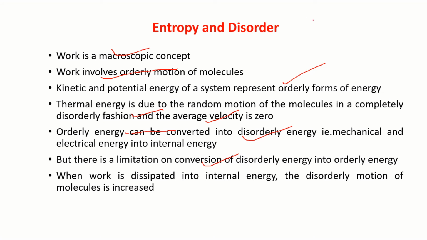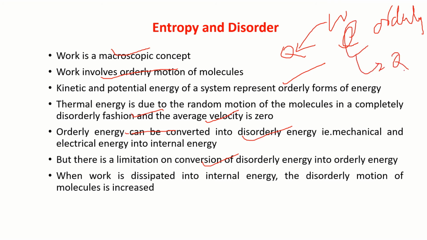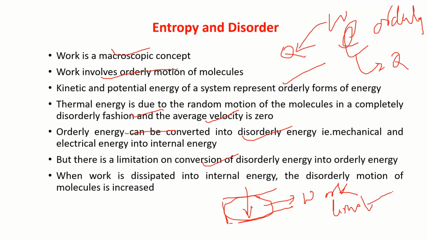What it means is that work and electricity are all orderly energies. All work can be converted into heat. Electrical energy can be converted into heat. Heat, as you have seen now, as you go on supplying heat to the system, disorderliness increases. Because of that, all heat cannot be converted into work. There is a limit. So please understand that. There is a limitation on conversion of disorderly energy into orderly energy.